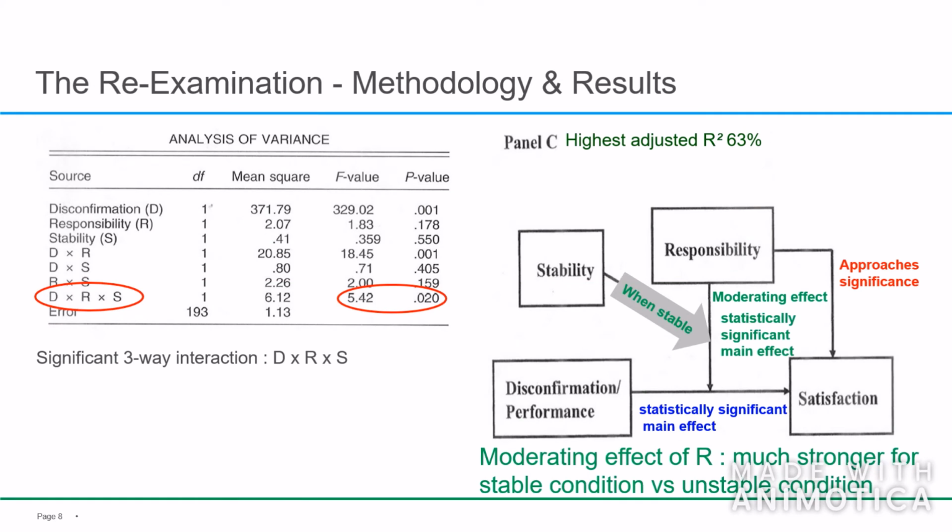Moving forward, in the result itself, there is a significant three-way interaction among disconfirmation, responsibility, and stability. The valency expectancy framework has an adjusted R-square of 63%, and therefore, Model C is actually the preferred model among all.